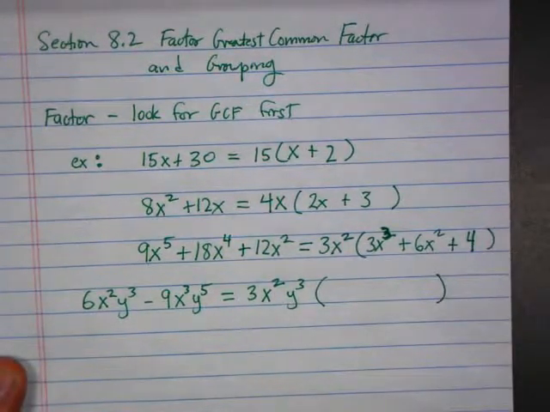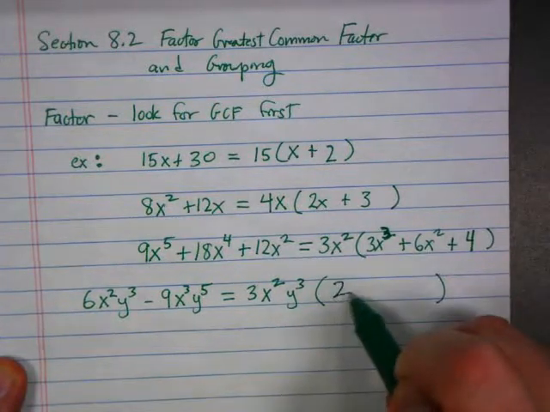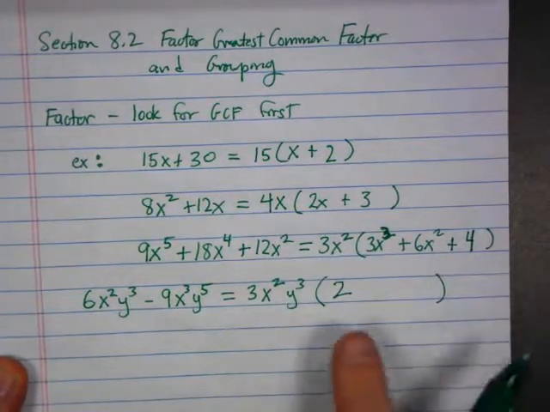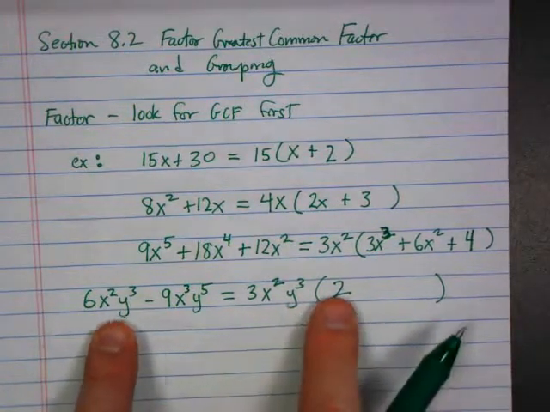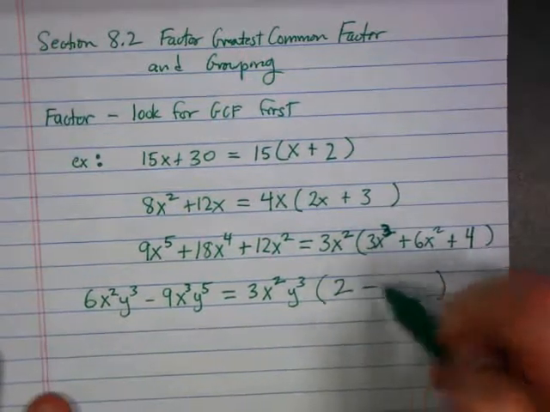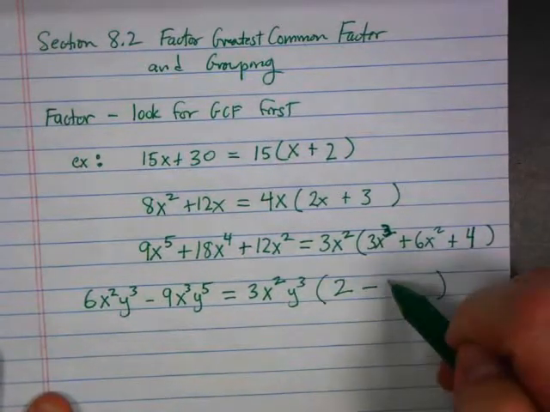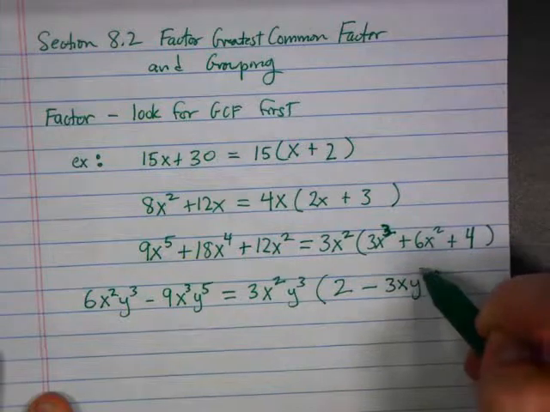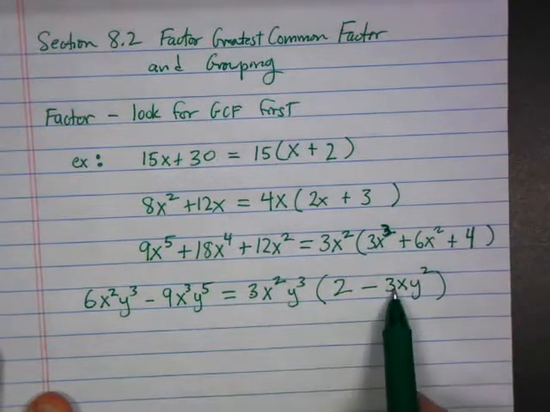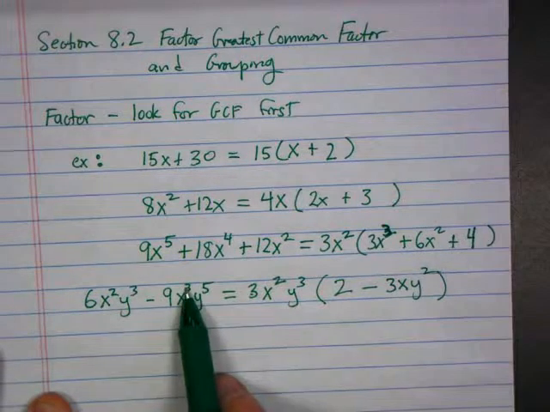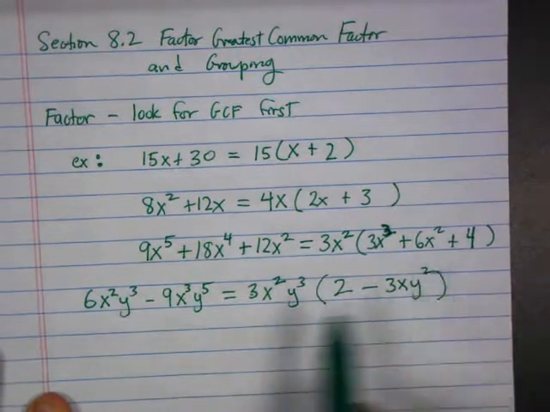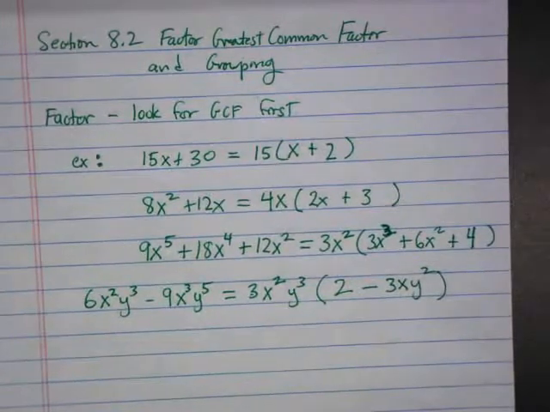What's left over? 2. It's just 2, isn't it? Because I've already got the x squared, I've already got the y cubed. 2 times 3 is 6. Minus 3xy to the 2nd. 3 times 3 to give me the 9, x squared, and I need another x to get x cubed. y cubed, I need 2 more y's to get up to y to the 5th. I think that's right. Questions on that one?